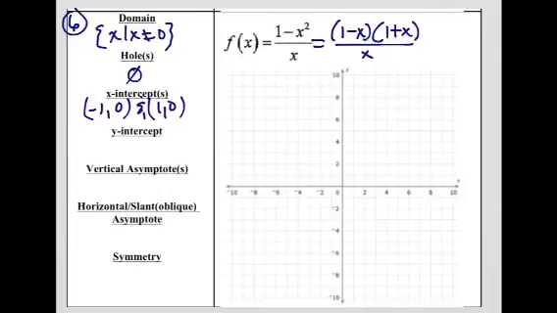Y-intercept: none, because remember x cannot be 0. We have that from the domain, so none.